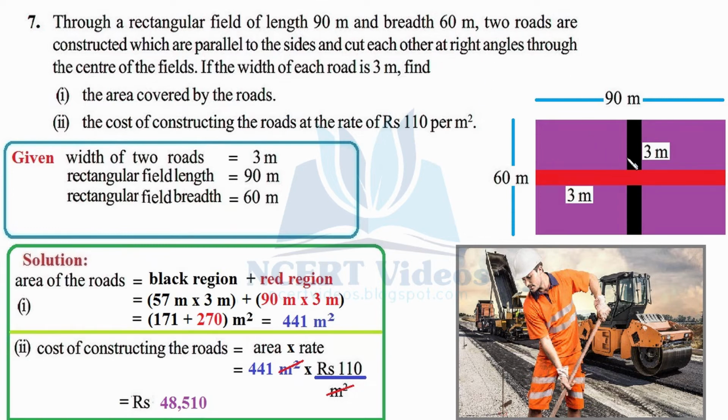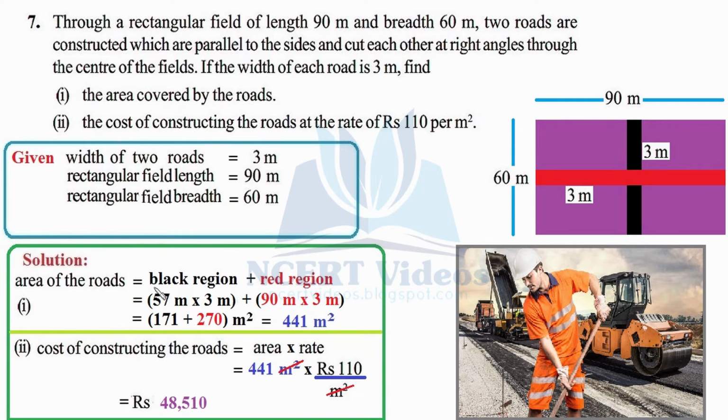Also they cut each other at 90 degrees. So these are 90 degrees. And the width of the road is 3 meter, 3 meter. That is, the width of both roads is the same. Now we have to find the area covered by roads. Again same thing. First we will write the given parts. Width of 2 roads 3 meter, rectangular field length is 90 meter, and 60 meter is your rectangular field breadth.